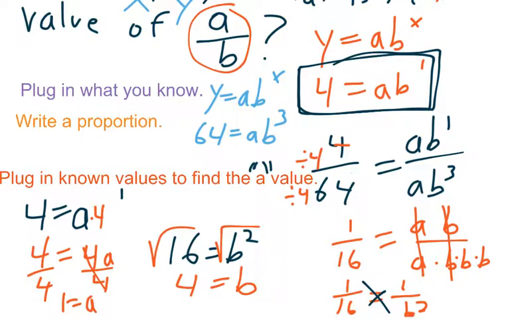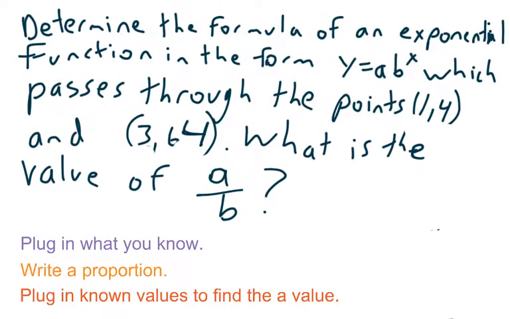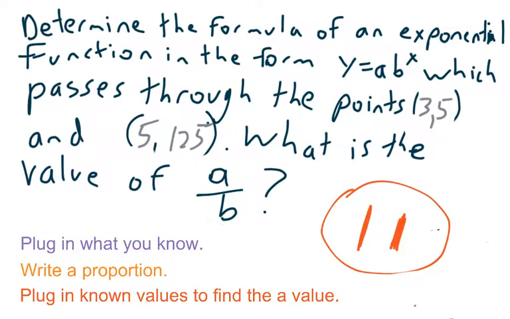So now that I know a is 1, I can just write the ratio. So it's a over b. Well, a over b would be 1 over 4. All right. Okay, let's go ahead and try one on our own to make sure we have the concept. All right, go ahead and pause the video. So pause the video, try it on your own.